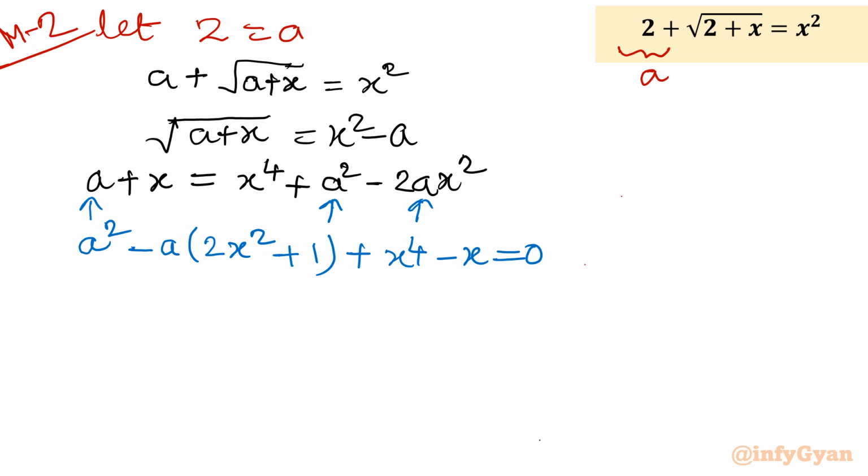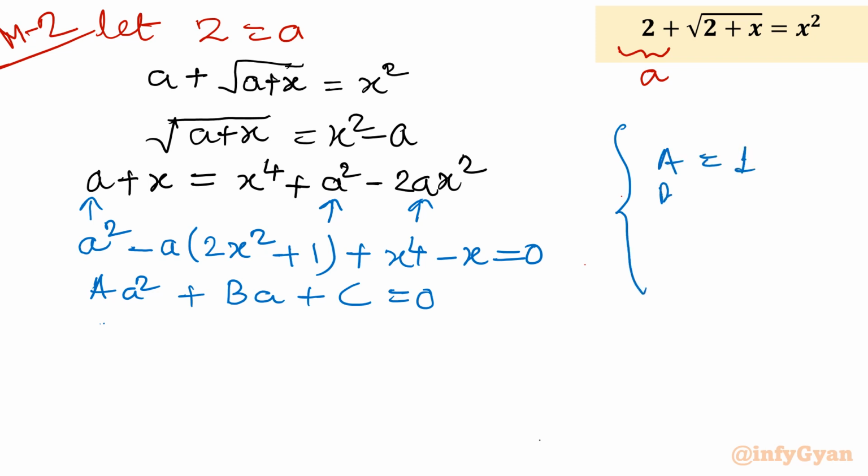Now you can easily see that our equation is quadratic in a. So let me write in this order: a square, b a plus c equal to 0. Then I will apply the formula. So what is a? a is 1. b is minus of 2x square plus 1 in bracket. And c is x power 4 minus x.